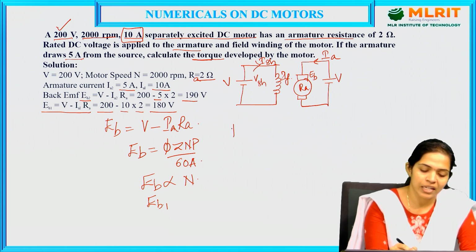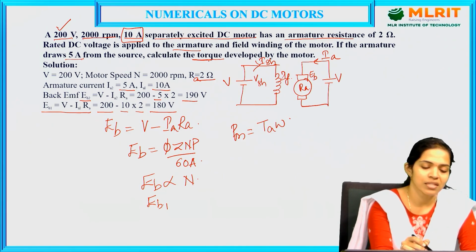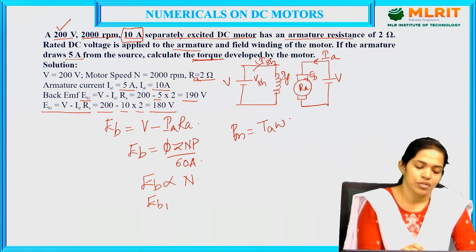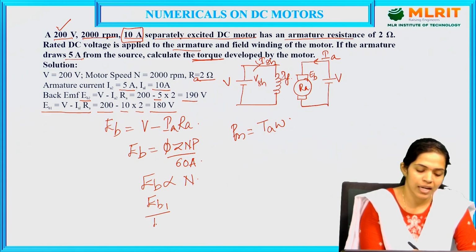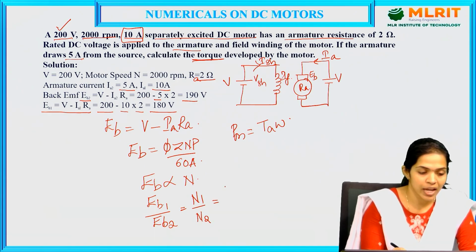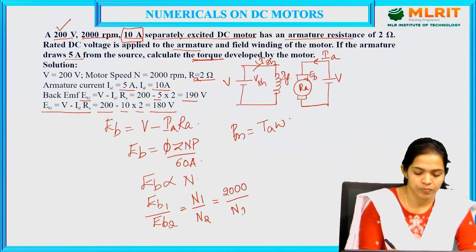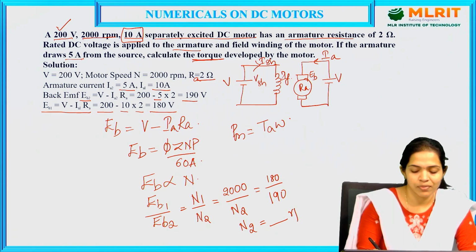We know that the mechanical power developed is TA into omega. We are asked to calculate the torque developed by the motor. For this, we have EB1 and EB2 divided by N1 and N2. We already have the speed N1 as 2000, by N2. EB1 is 180 volts divided by 190. From this, we can calculate the N2 value. We will first get the speed value.